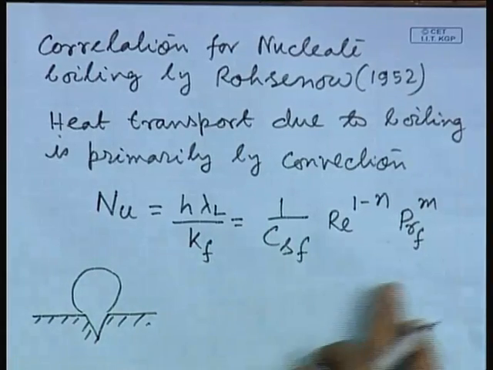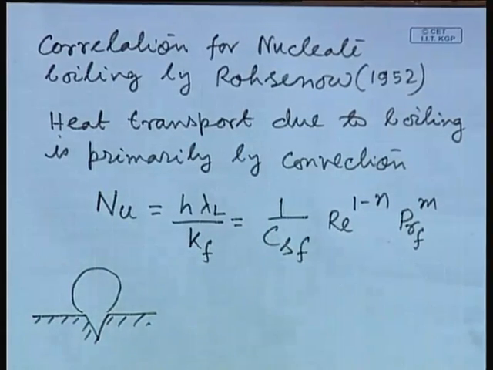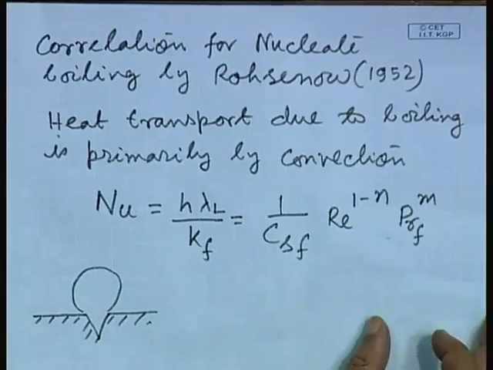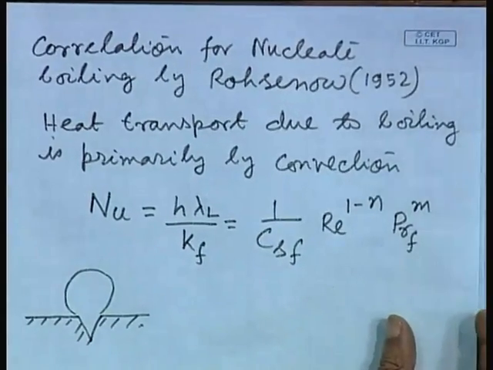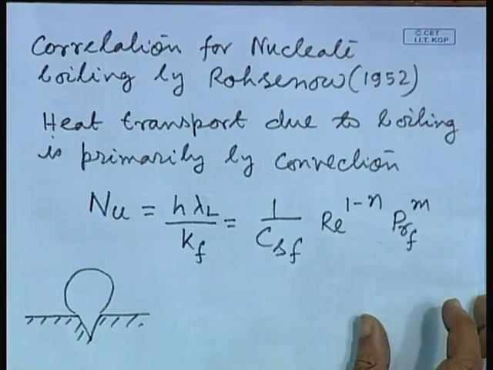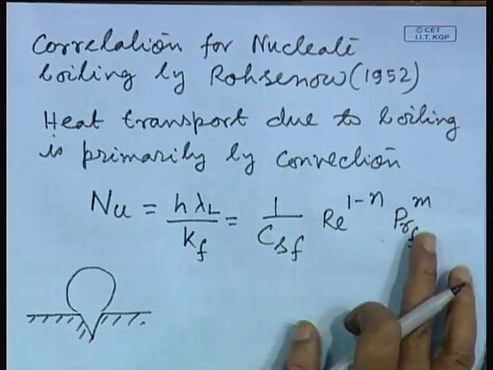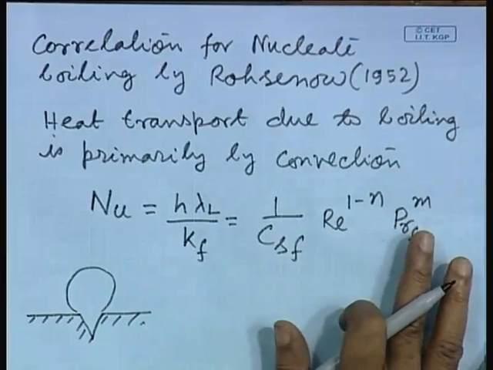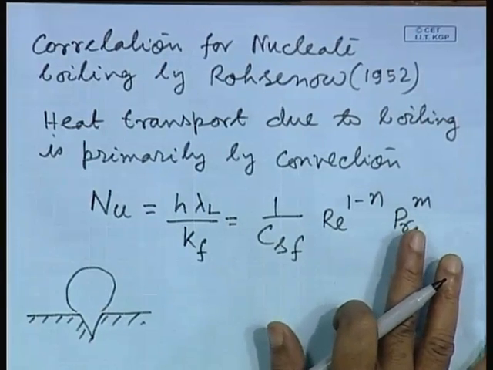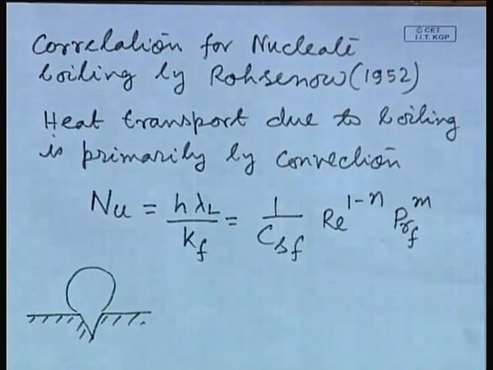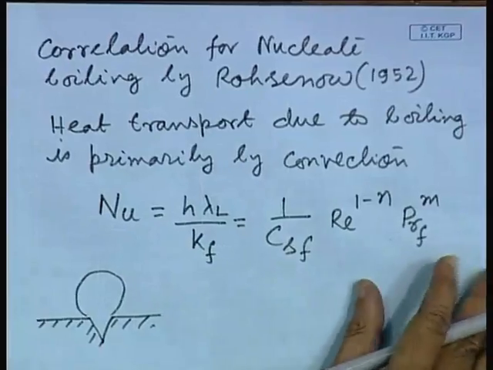Okay. And the convection relationship is given by this particular formula. Now, the problem is, for Prandtl number there is no difficulty; depending on the liquid property, we can calculate the Prandtl number. But what about the Reynolds number? How can we calculate the Reynolds number?